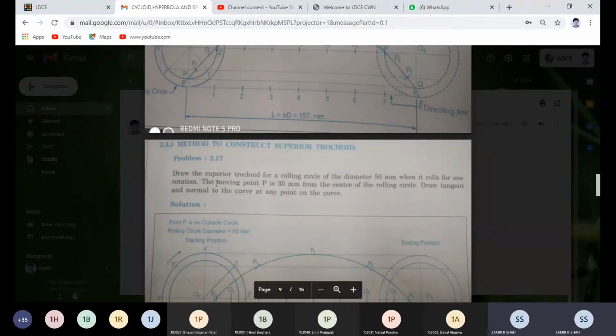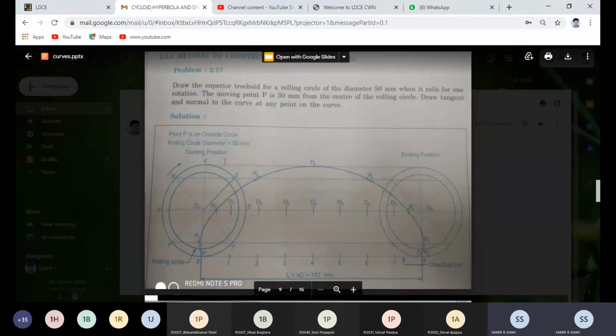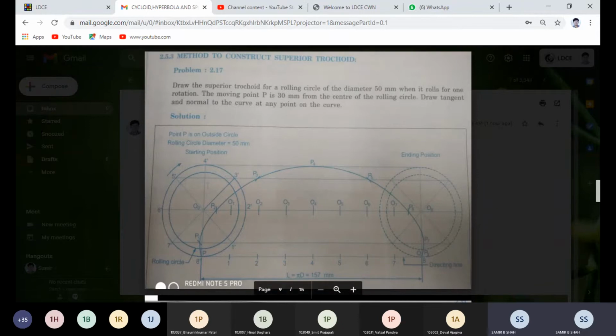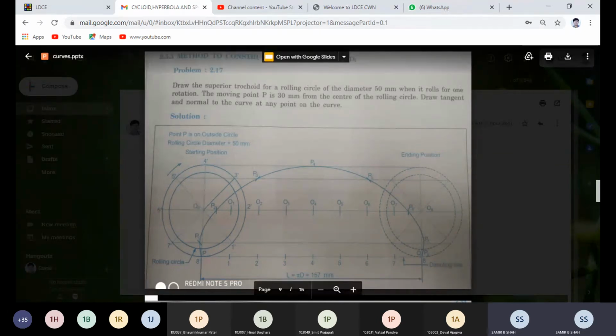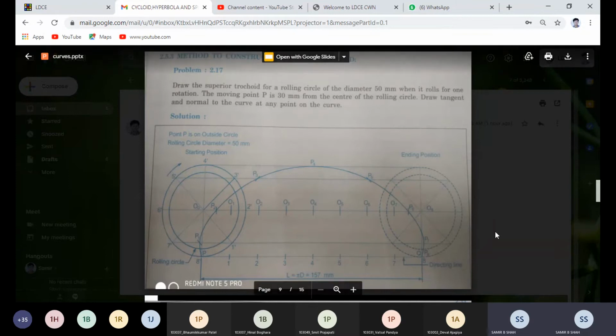If you talk about the superior trochoid, then same method, diameter is 50 mm, and instead of 25 we are taking 30, so 30 mm radius is there. So with respect to that, we have to finish our trochoid. But at that time, once again, L is equal to pi d is equal to 157. Okay, so that you have to remember. Either it may be asked for hyperbola or epicycloid or hypocycloid, at the same time we follow the same method.